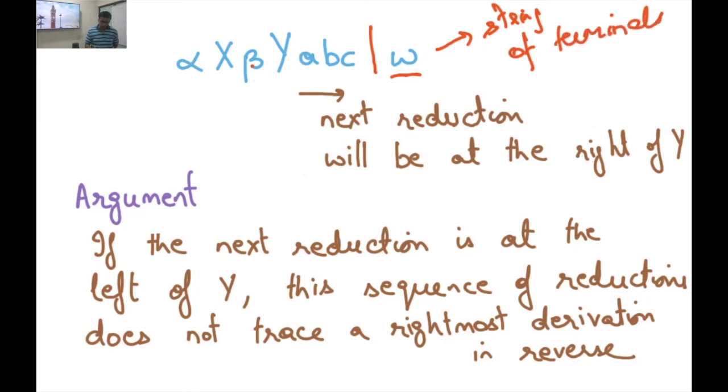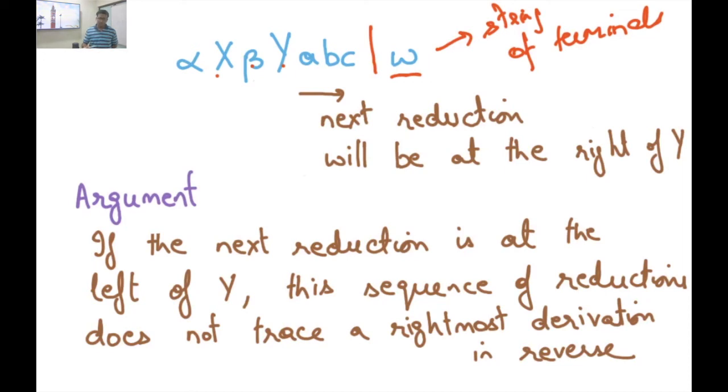So what is the next handle that will appear, or what's the next reduction that will appear? Well, the next reduction can only appear to the right of the rightmost non-terminal. So it can only be to the right of Y. It cannot be to the left of Y. So I can't say that the next reduction is actually X beta goes to Z or something like that, or beta goes to Z. That won't happen, because if the next reduction is to the left of Y, then this sequence of reductions would not trace a rightmost derivation, right? So the next reduction has to be to the right of Y.